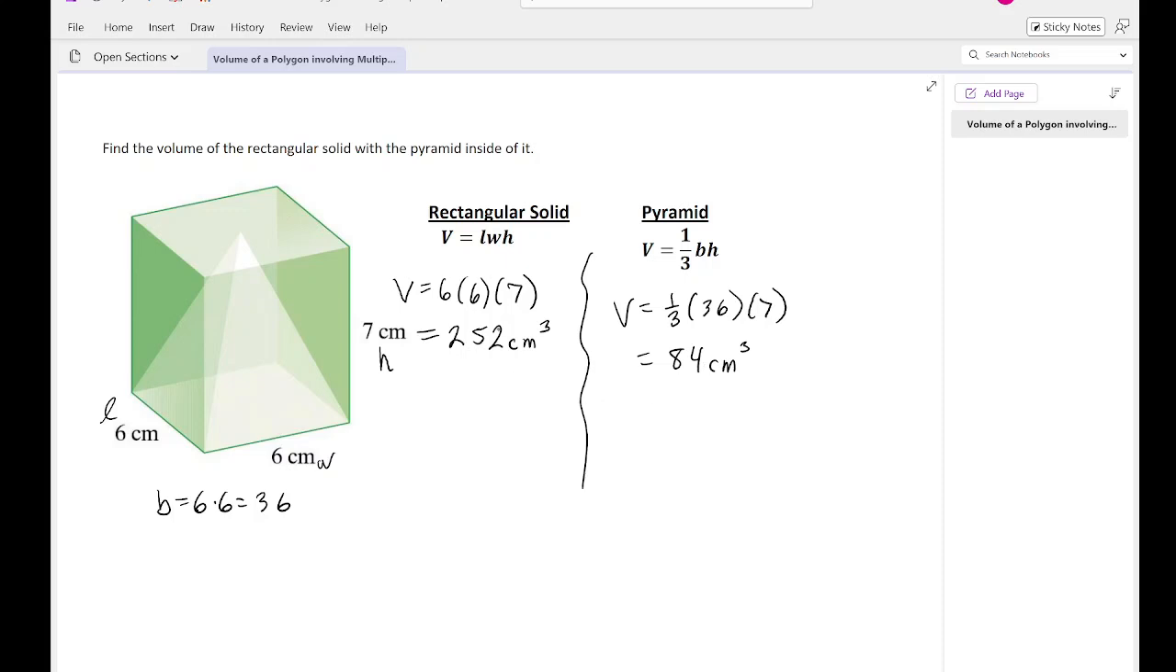I had the volume of the rectangular solid. Now I'm going to subtract the two to get the volume with the pyramid's volume removed. So volume is going to equal 252 minus 84, which is going to give 168 cubic centimeters. So if you have an object within an object, just like when we had two separate ones that were connected, just take the volume of each one and then subtract it if one is within the other.